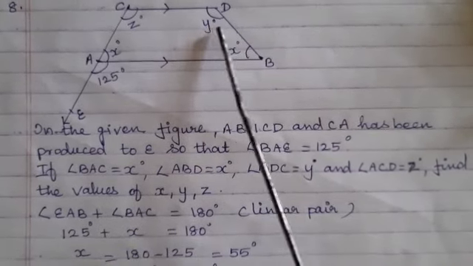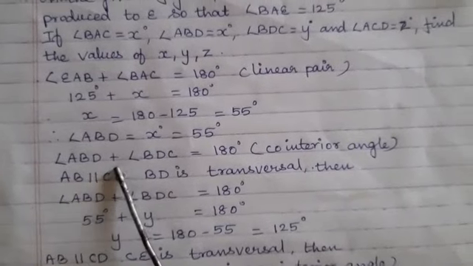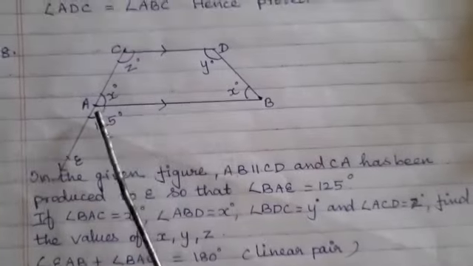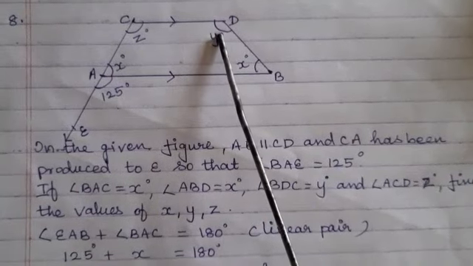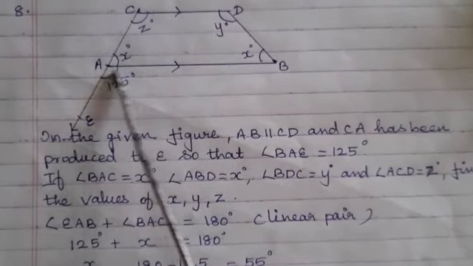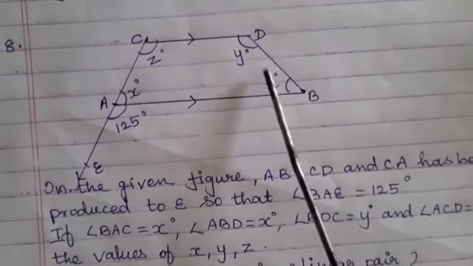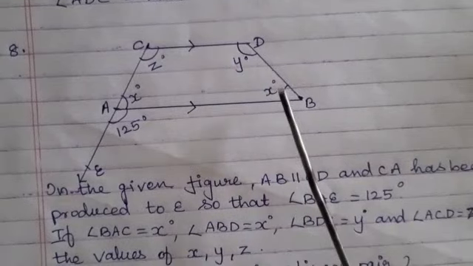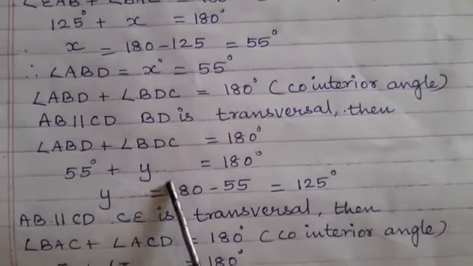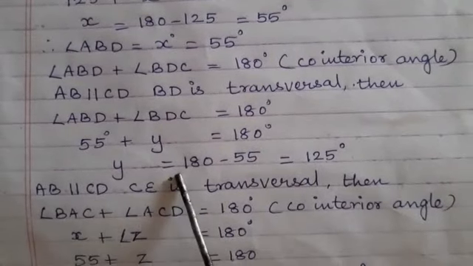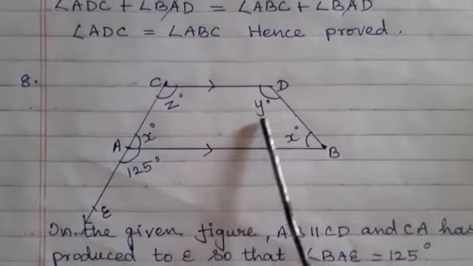Now we move on to how to find y. Come here, angle ABD plus angle BDC, this angle and this angle, that is x plus y, are co-interior angles, because AB and CD are parallel lines cut by a transversal. The sum of co-interior angles equals 180 degrees, that is x plus y equals 180 degrees. So 55, which we already found for ABD, plus y equals 180 degrees, then y equals 180 minus 55 equals 125 degrees. So y equals 125 degrees.